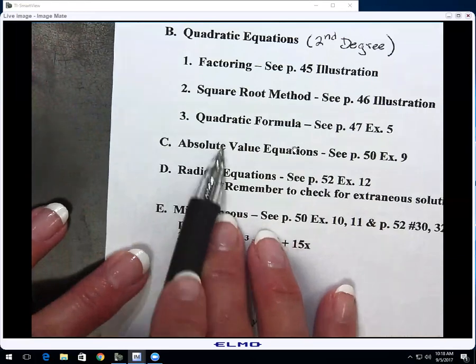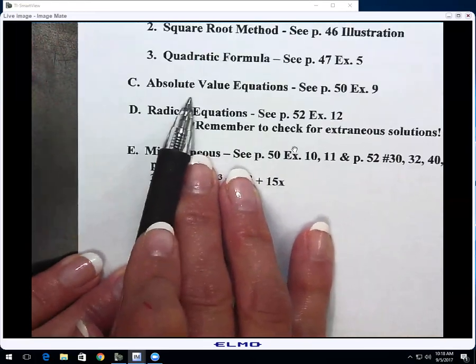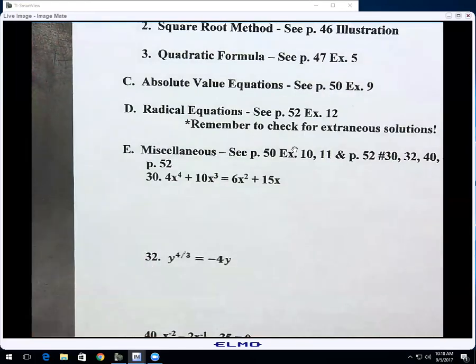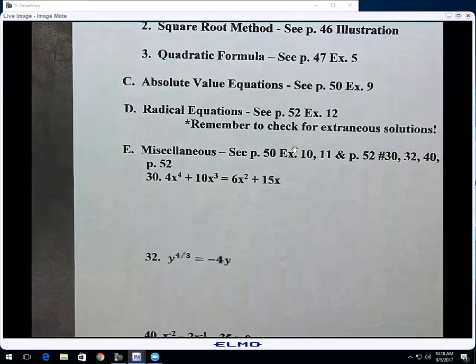What about absolute value equations? Absolute value means distance. It's the distance a number is from 0 on the number line. When I say absolute value of negative 3 is 3, that means it takes 3 hops to get from 0 to negative 3 on a number line.